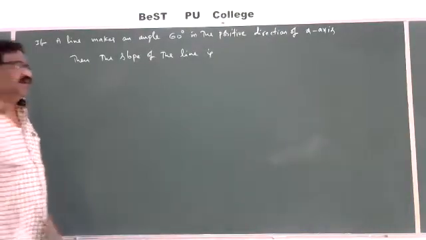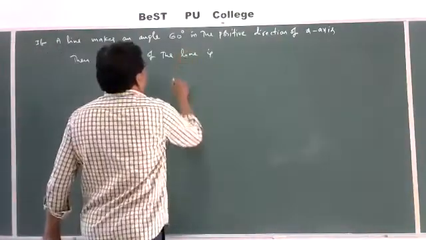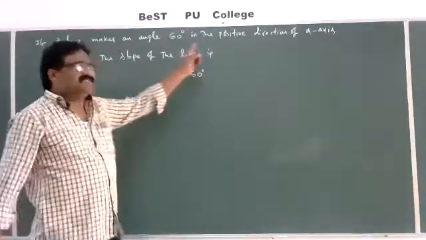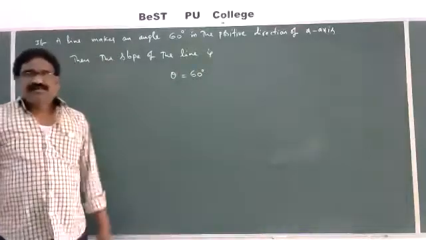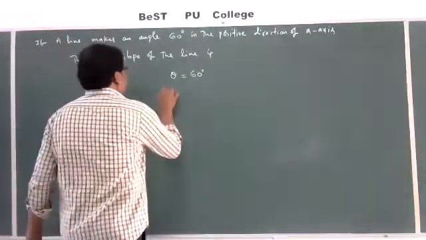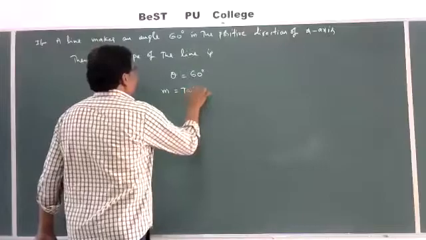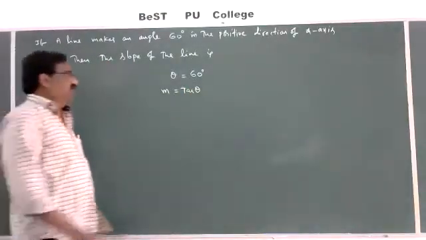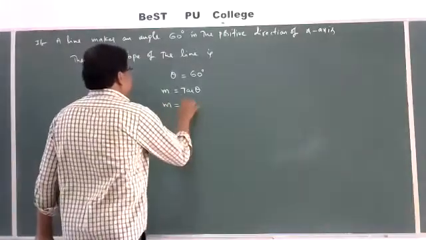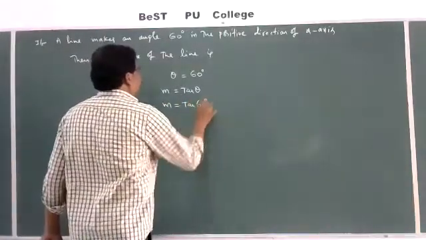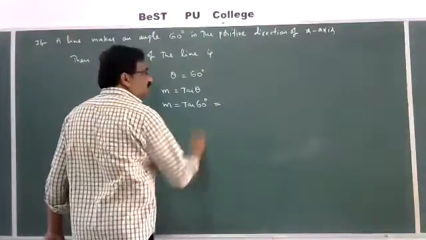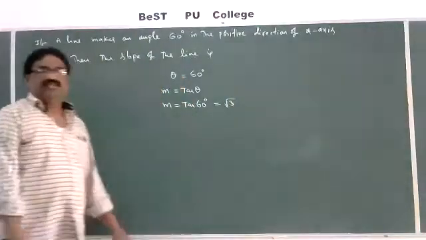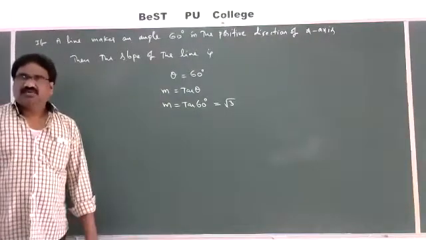So yesterday's formula: if theta is the inclination of a line, then the slope of the line m is equal to tan theta. That is m is equal to tan 60 degrees. So tan 60 degrees is root 3.